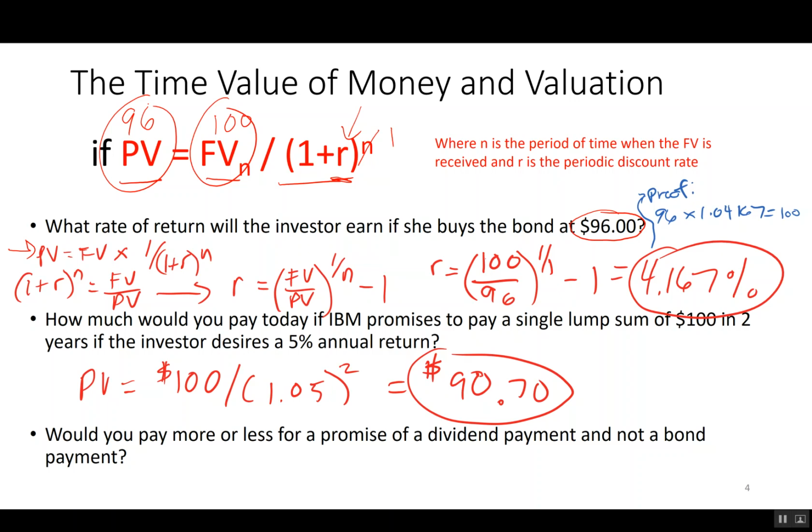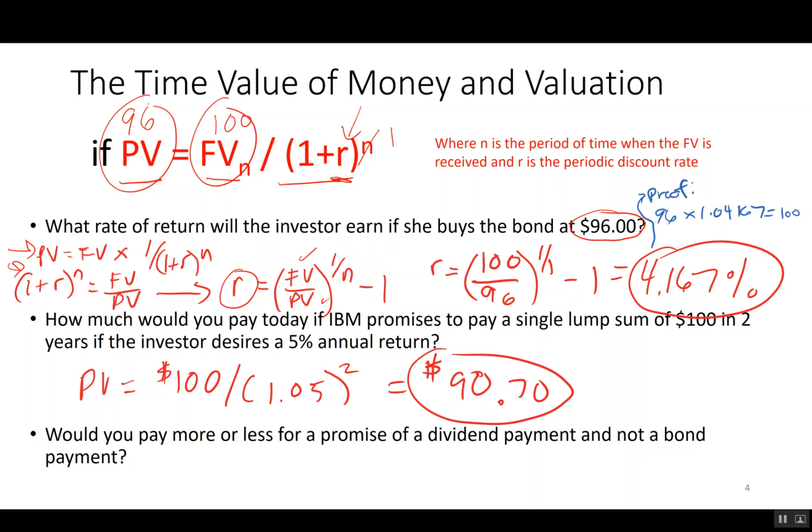I can then divide both sides by the present value, multiply both sides by 1 plus R to the n, and I get this equation here: 1 plus R to the n equals future value over present value. And then I can solve that equation for R, basically taking both sides to the 1 over n power. And I can see that R, the periodic interest rate, is equal to the future value over present value raised to the 1 over n power, minus 1.